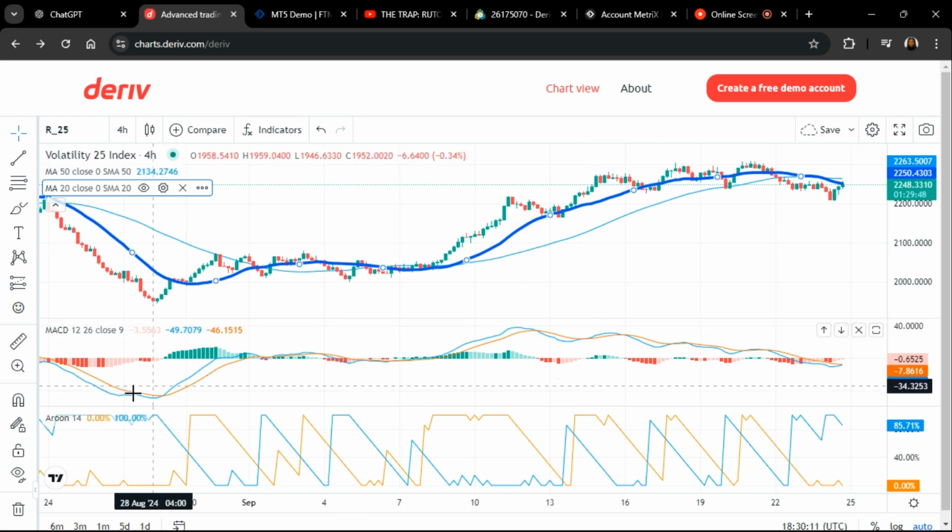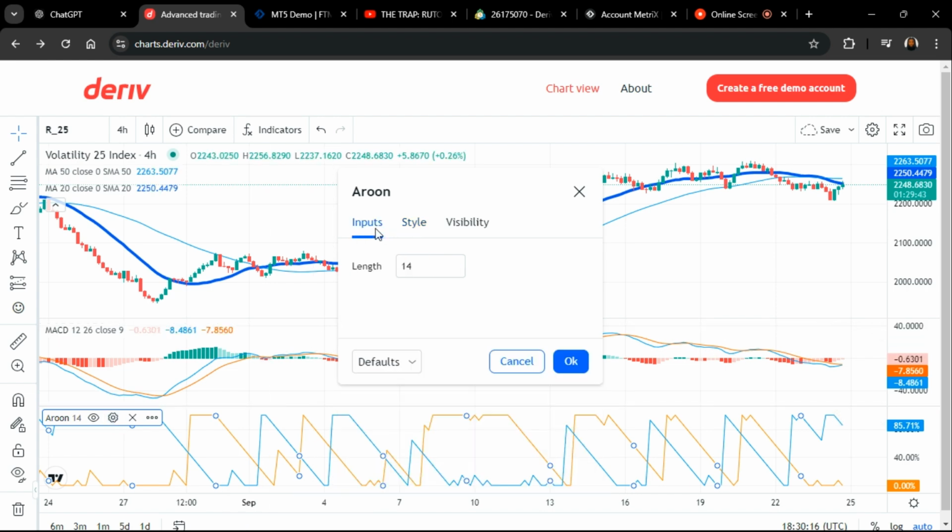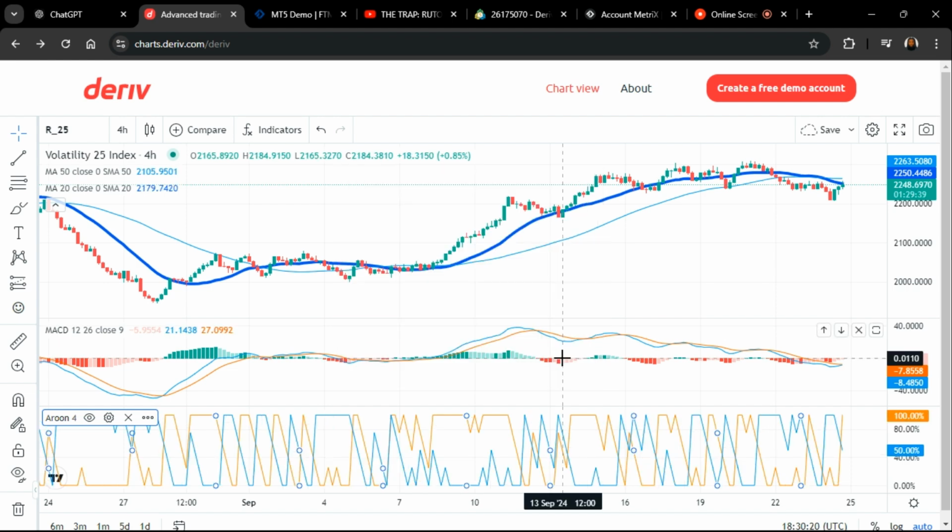For Aroon, you need to change here. There are some settings you need to change. You need to adjust the length to 4. Yes, those are our indicators. So this is how you go about it.